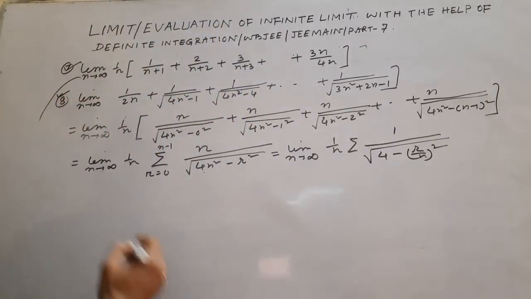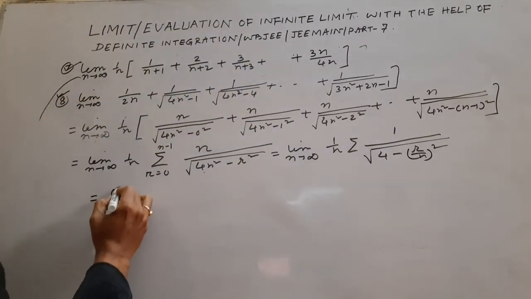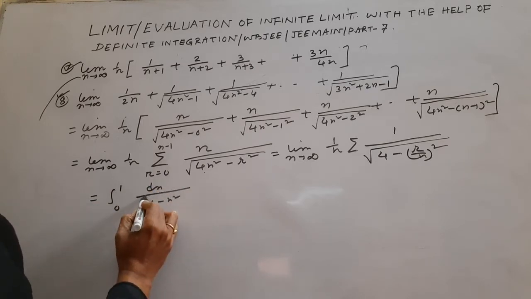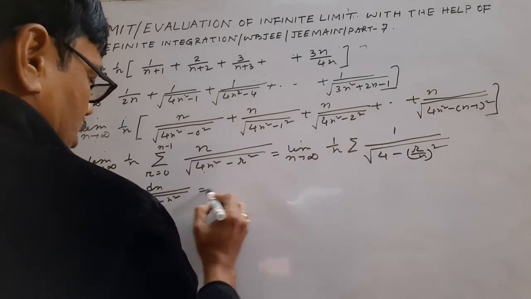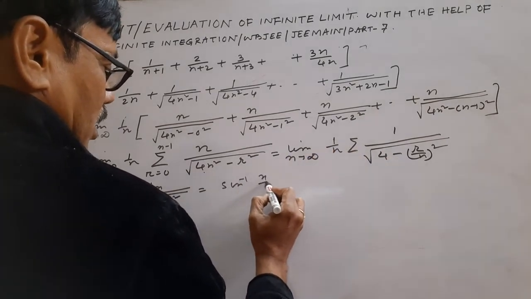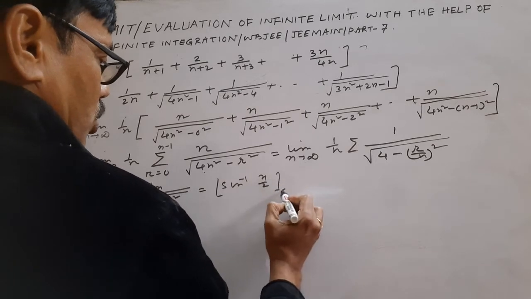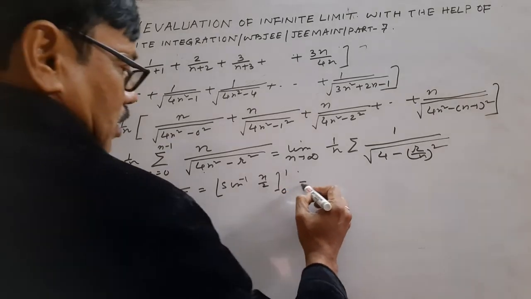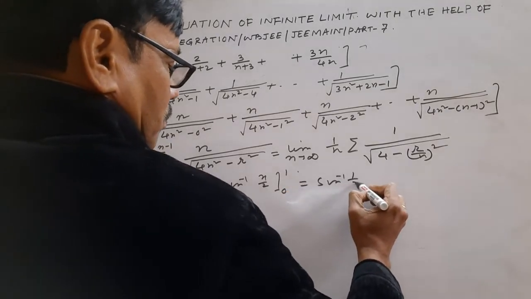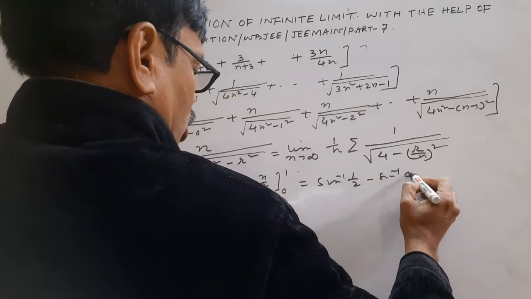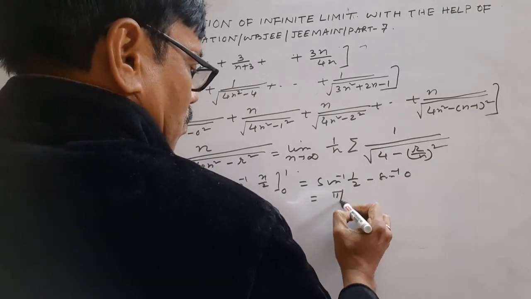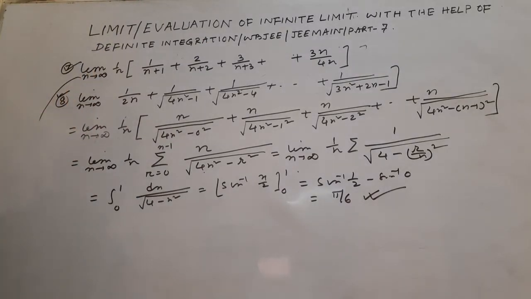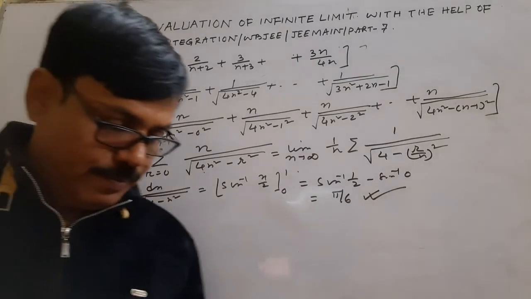So from the definition, this is integral 0 to 1 dx by root of 4 minus x square. So this is sine inverse x by 2, from 0 to 1. So sine inverse half minus sine inverse 0. So sine inverse half is pi by 6. So pi by 6 is the answer.